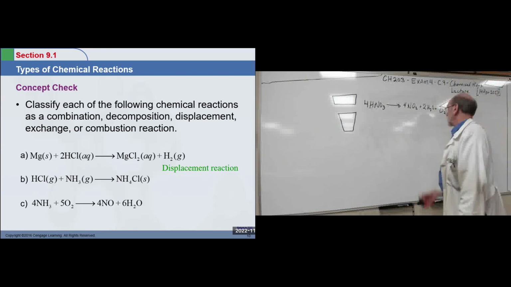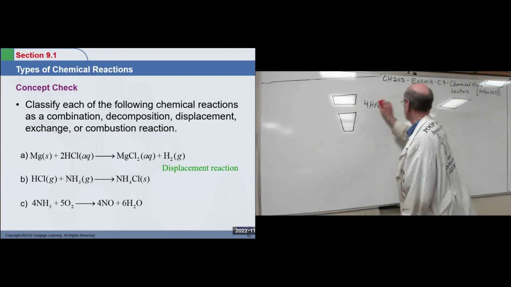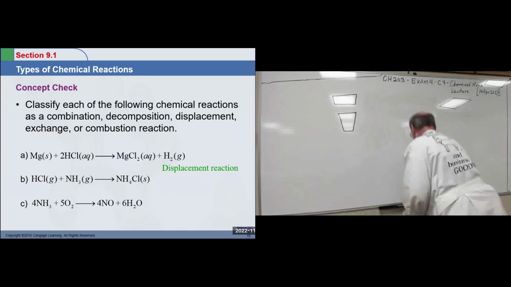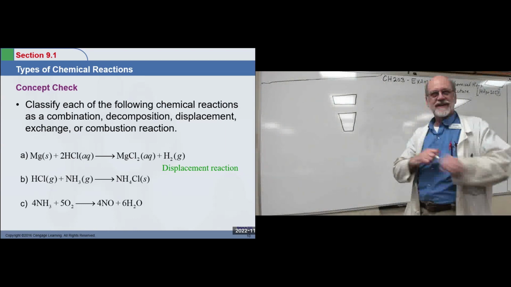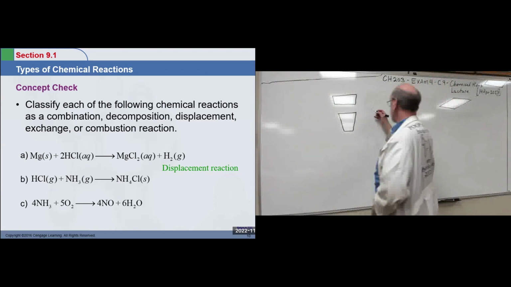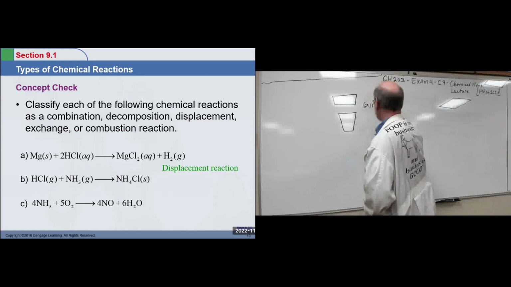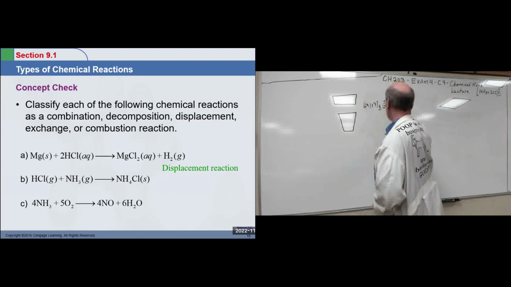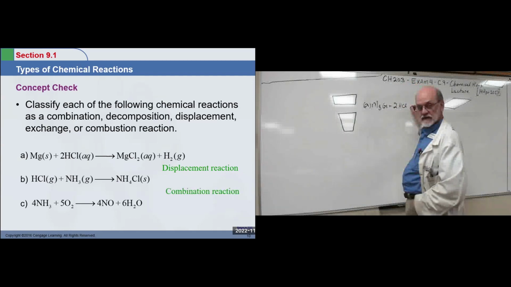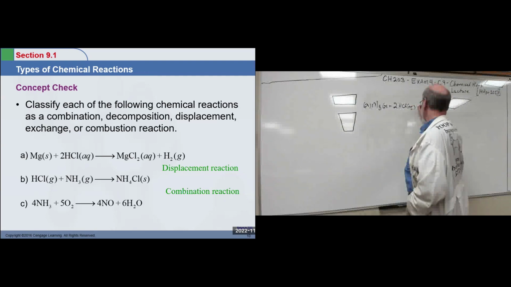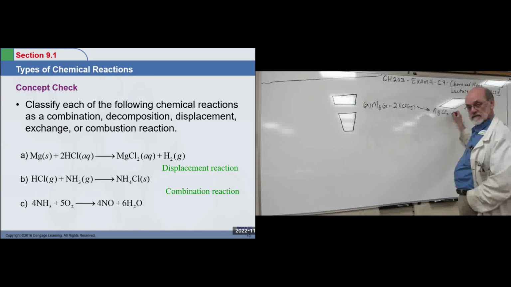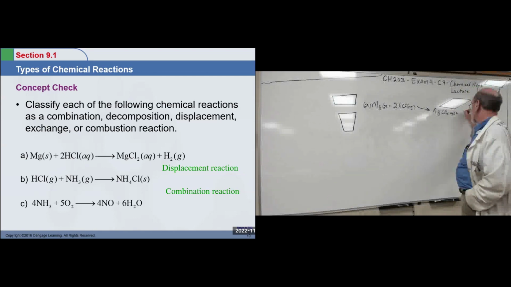Classify each one of these. All right. Forgot that board's not magnetized. Magnesium plus 2 hydrogen chloride. So this is A. Magnesium metal plus 2 HCl, this is aqueous, yields magnesium chloride aqueous plus hydrogen gas.